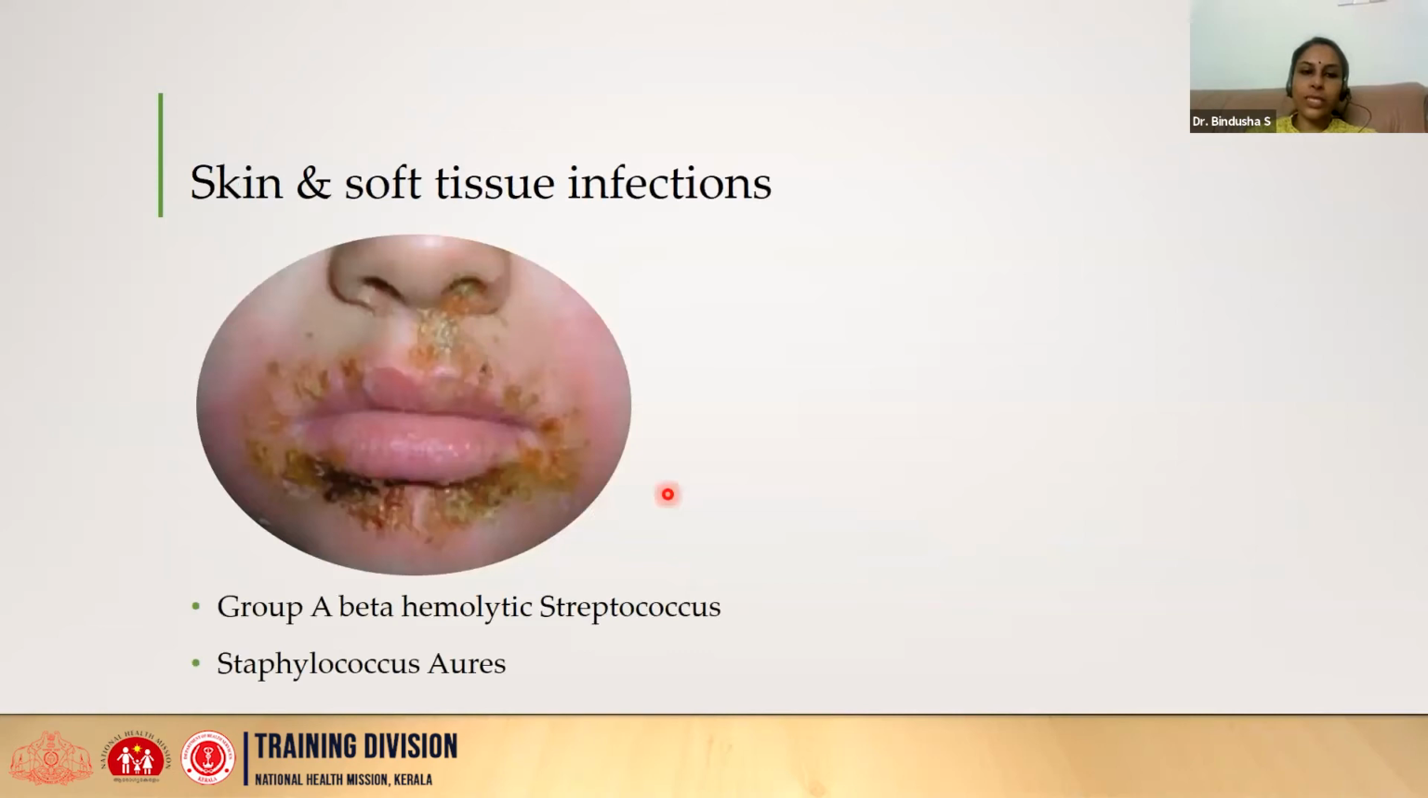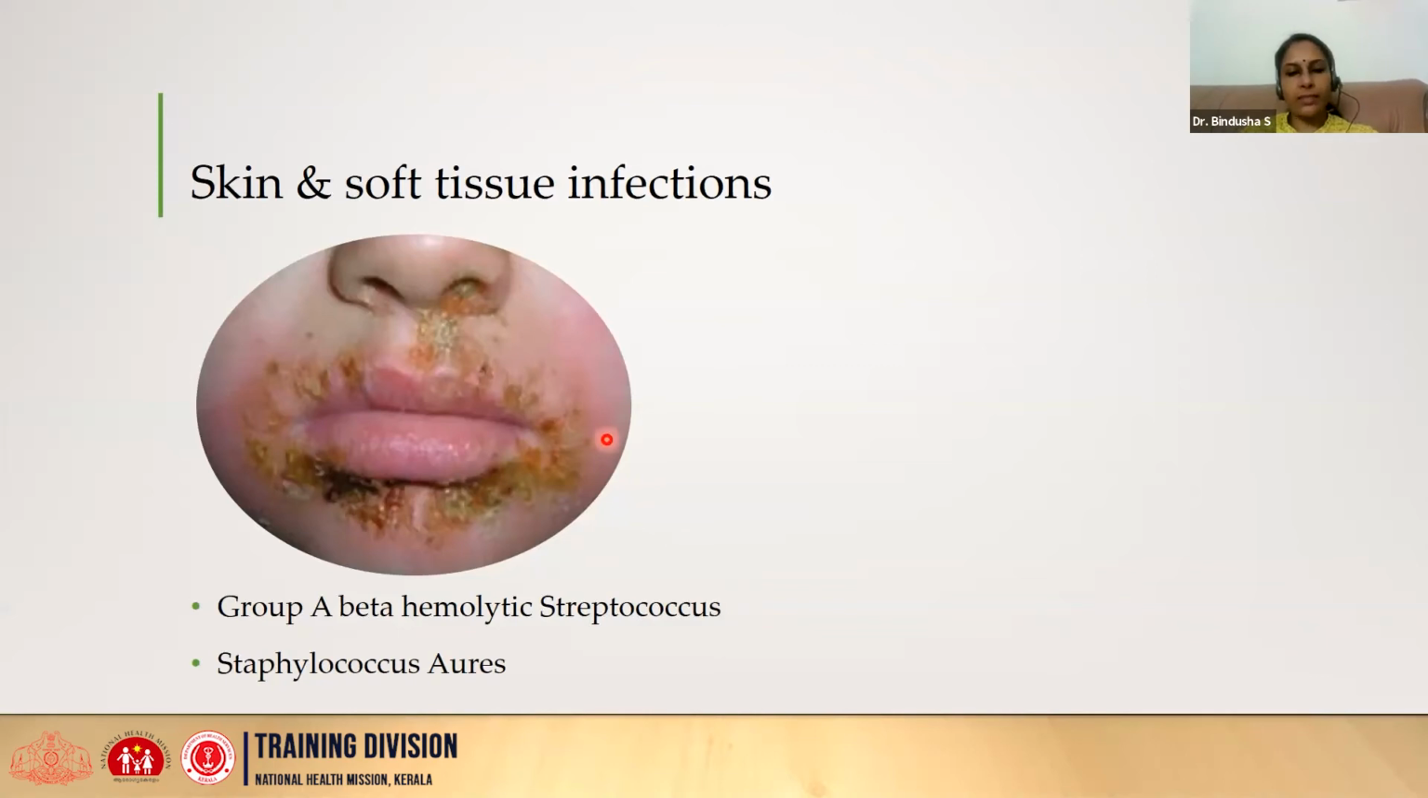First, we will see the skin and soft tissue infection. This is a superficial infection, pyoderma or impetigo. Whenever we see pyoderma or impetigo, these are the two organisms that produce pyoderma. It could be a streptococcal infection or a staphylococcal infection. Usually, impetigo contagiosa, just like in this patient, is usually produced by streptococcus, and staphylococcus usually produces discrete vesicular impetigo.